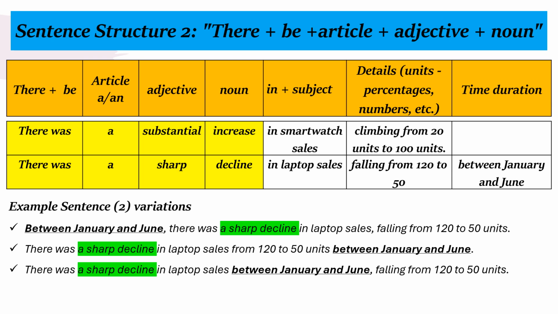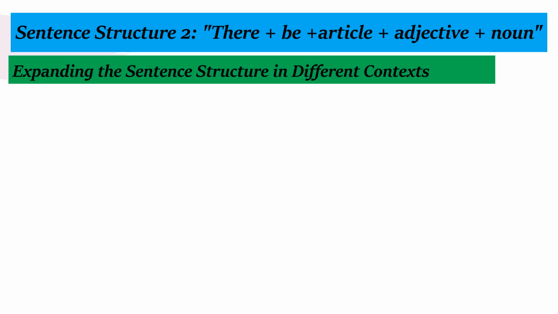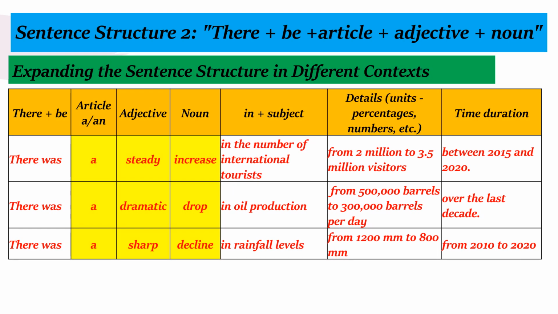Next, let's see how we can modify this structure to describe different trends. Here are three examples using the same sentence structure in different contexts. The sentences on this slide are written in red to indicate that they are not from the previously given graph description, but they are included to show how the same structure can be used in different situations. Pause the video here and take a moment to read these sentences carefully.